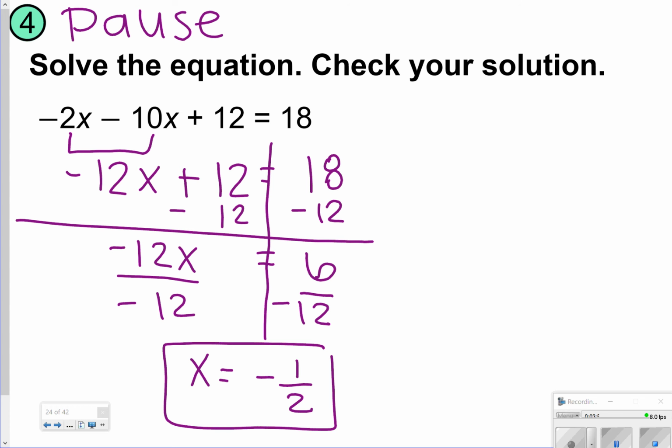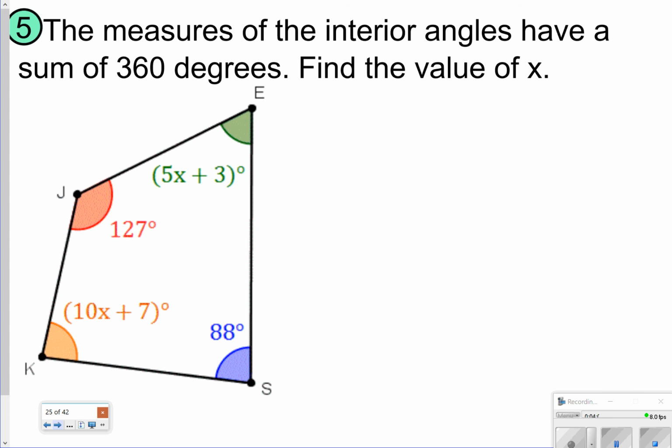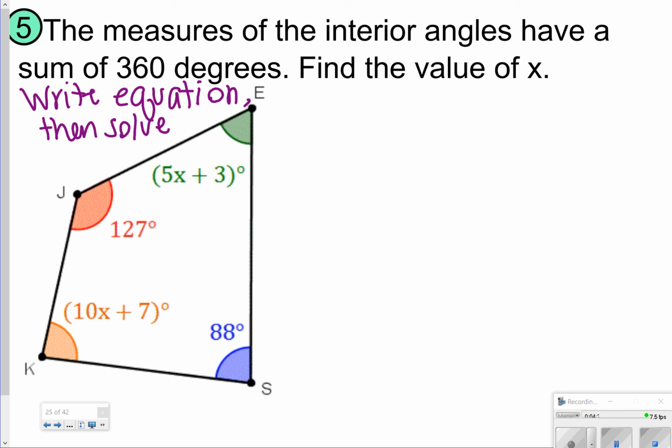Okay? The next part is we're actually going to be building an equation and then solving. It says the measures of the interior angles have a sum of 360 degrees. Find the value of x. So what would be helpful first is to write an equation. So what plus what plus what plus what plus what equals 360, and then solve it. Okay? I'm going to give you time to try it on your own. So let's go ahead and take time now to pause the video, try this question on your own, and then click play to check your work.